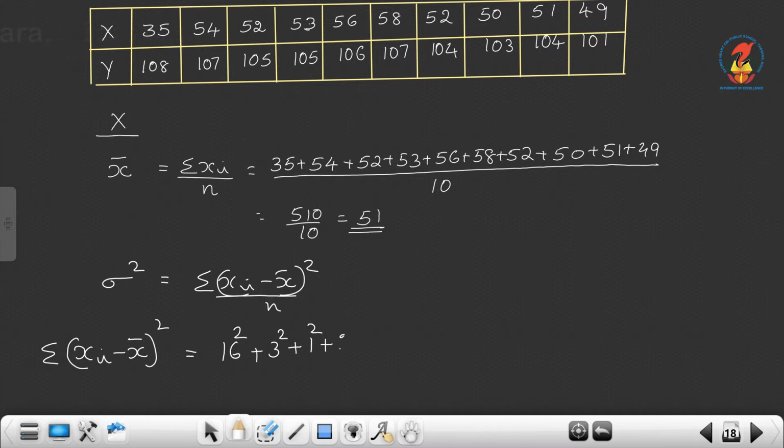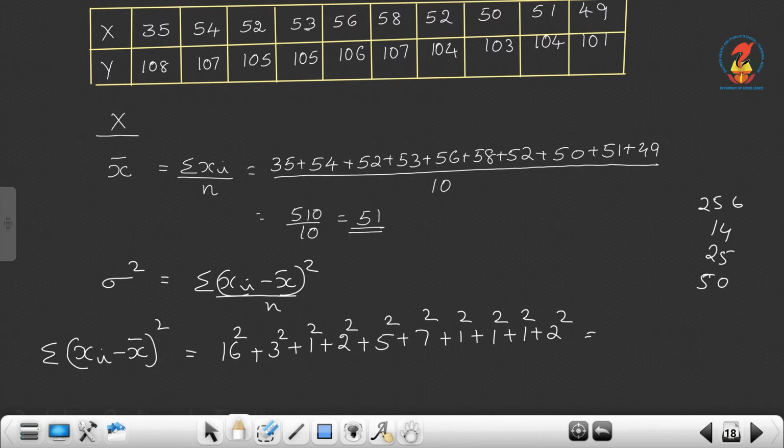Then 51 and 53, that is 2 square. Then 5 square, then 7 square, then 1 square, again 1 square, 1 square, and 2 square. Now find the sum. 16 square is 256. 9 plus 1 is 10, 10 plus 4 is 14, then 25, 49 plus 1 is 50.